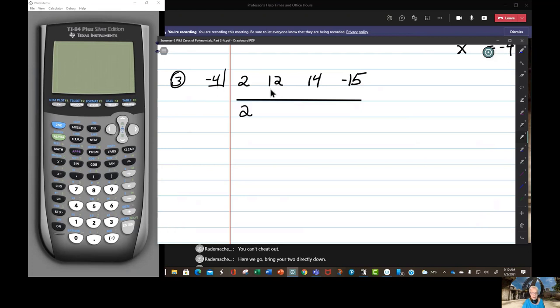2 times negative 4 is negative 8. 12 plus negative 8, technically we have to add, but really it's 12 minus 8, which is 4. 4 times negative 4 is negative 16. 14 plus negative 16 is negative 2. Negative 2 times negative 4 is positive 8. Negative 15 plus positive 8 is negative 7.